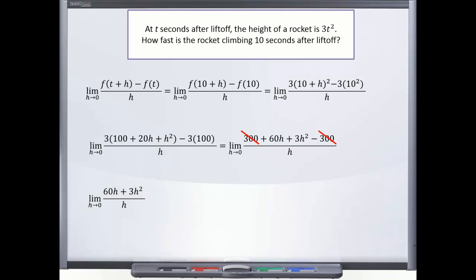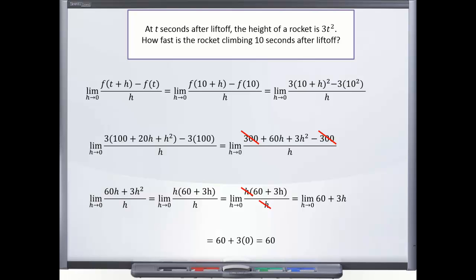And now, as we've talked about before, when you're doing limits, you should be left with something that your h's are going to cancel. And so what I did is I factored the h out of the 60h plus the 3h squared, because I can clearly see that those h's are going to cancel. And no longer do I have an h in the denominator, so I'm definitely very happy. I let my h go to 0 and I get 60.